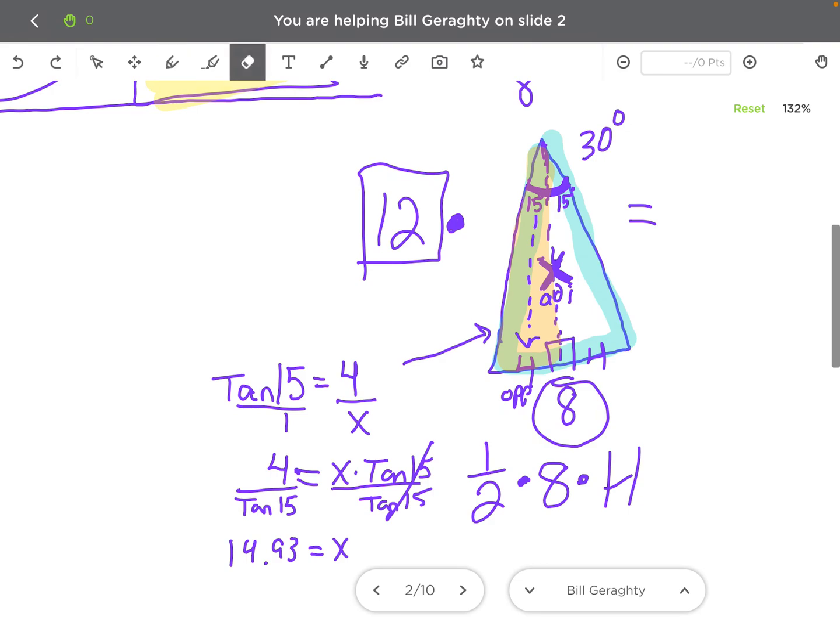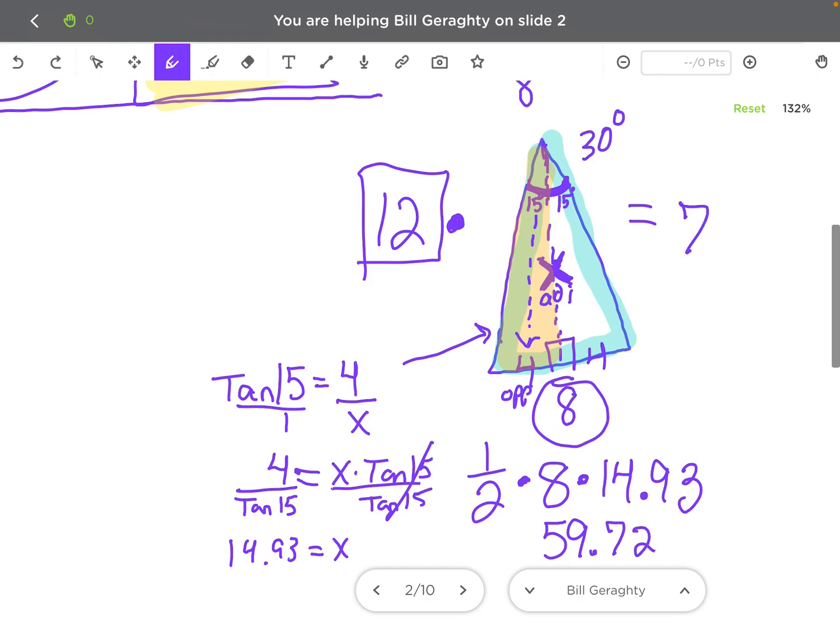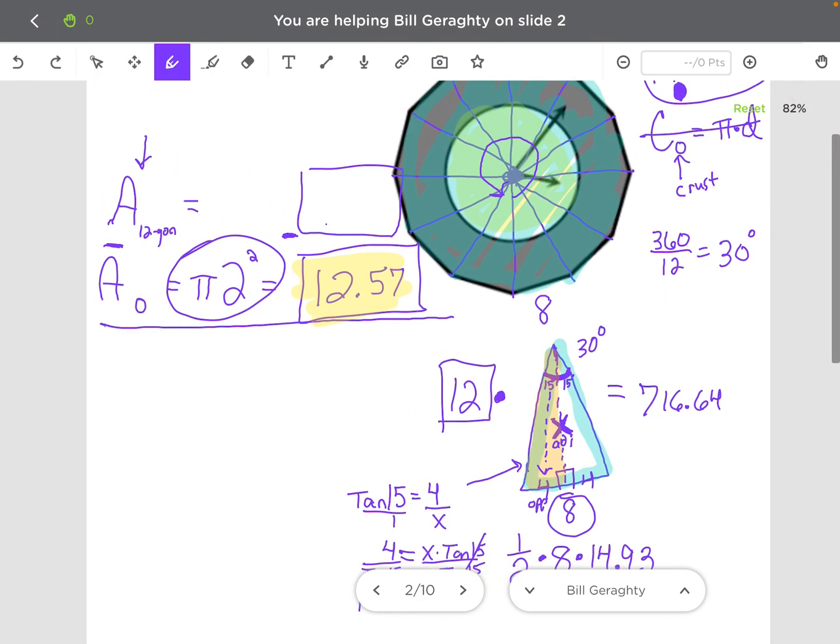So when I go to find the area, I can now erase the h and replace it with 14.93. Okay, so the area is going to be 1/2 times 8 times 14.93. So the area of this triangle is 59.72. But keep in mind there are 12 of these triangles. So you're going to multiply that by 12 and get a total area of 716.64. And again, that area represents the 12gon, okay?